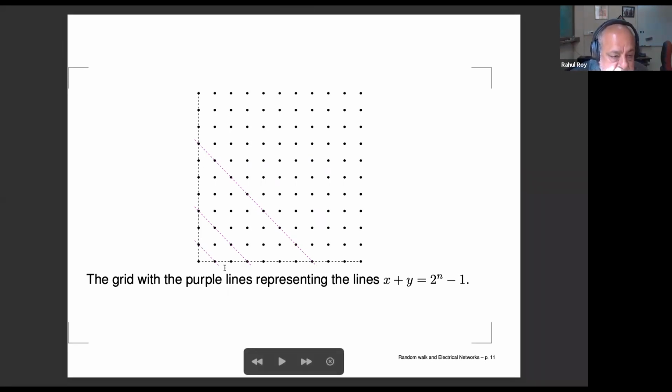So the purple lines: this is the line x plus y equal to 1. This is the line x plus y equal to 3, which is 2 to the 2 square minus 1. This is the line x plus y equal to 2 cube minus 1, etc. So these are the lines x plus y equal to 2 to the n minus 1.